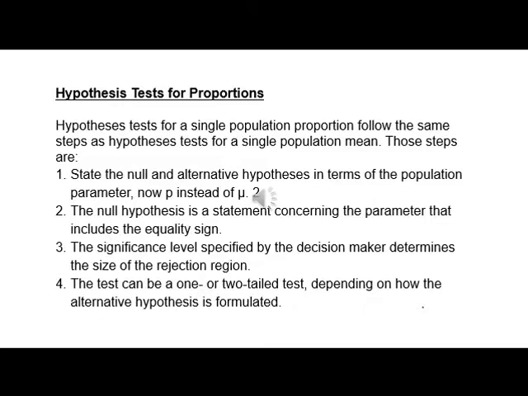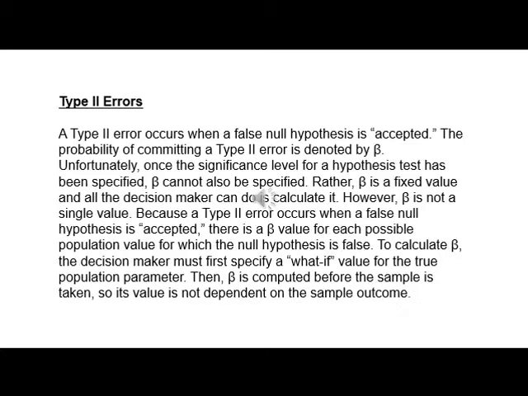Type 2 errors. A type 2 error occurs when a false null hypothesis is accepted. The probability of committing a type 2 error is denoted by beta. Unfortunately, once the significance level for a hypothesis test has been specified, beta cannot also be specified. Rather, beta is a fixed value and all the decision maker can do is calculate it. However, beta is not a single value.